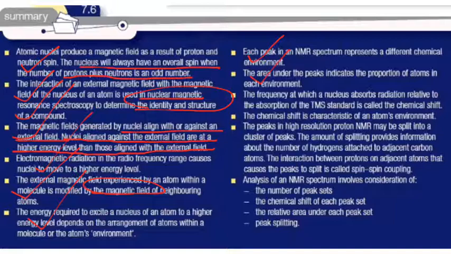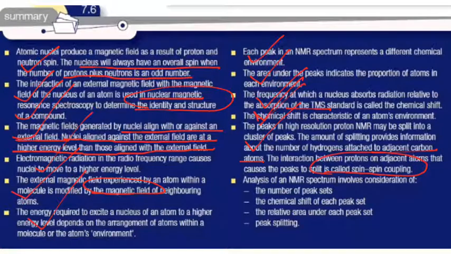And the area under each peak indicates the proportion of atoms in each environment. That's for proton, not for carbon-13. The frequency at which a nucleus absorbs radiation relative to the absorption of the TMS standard is called the chemical shift, and the chemical shift is characteristic of an atom's environment. It is. The peaks in high-res NMR, proton NMR, may be split into clusters of peaks. The amount of splitting provides information about the number of hydrogens attached to the adjacent carbon atoms. The interaction between protons and adjacent atoms that causes the peaks to split is called spin coupling.